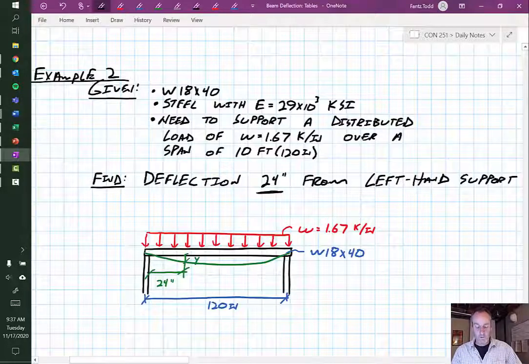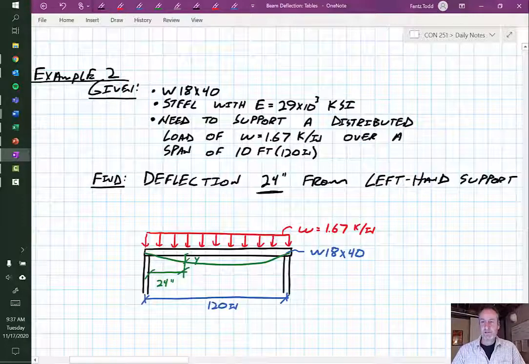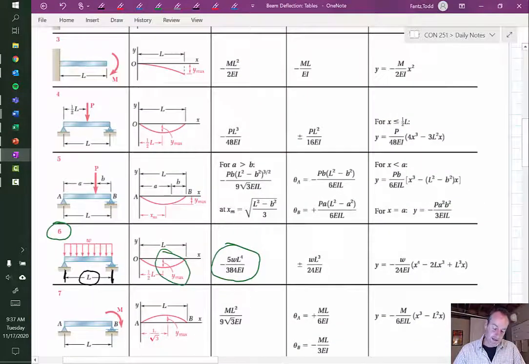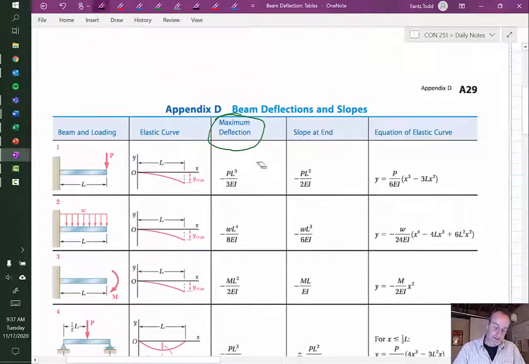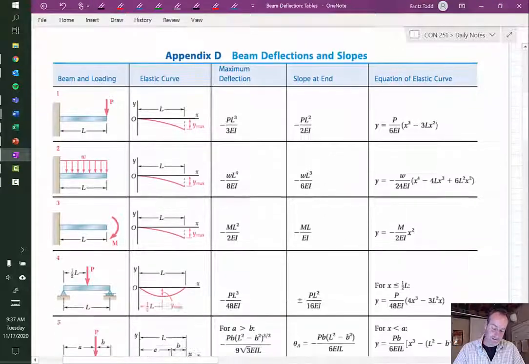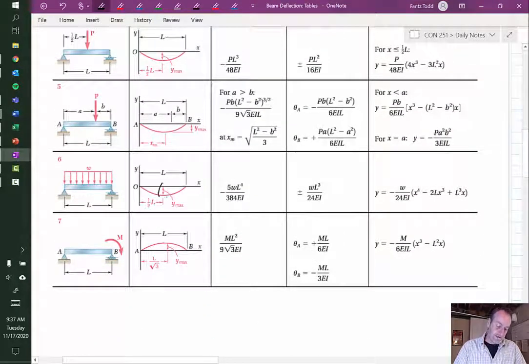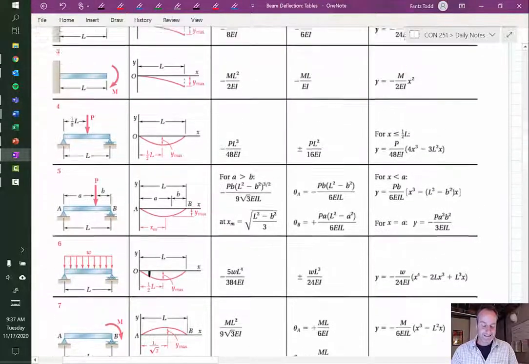What is this Y value? So once again, I go to my table, and now, too much stuff on here. Now, I'm not going to look at this maximum, because maximum takes place at one place, and that's right at that midpoint, right? Right there. Instead, I want the deflection 24 inches over it, some distance over.